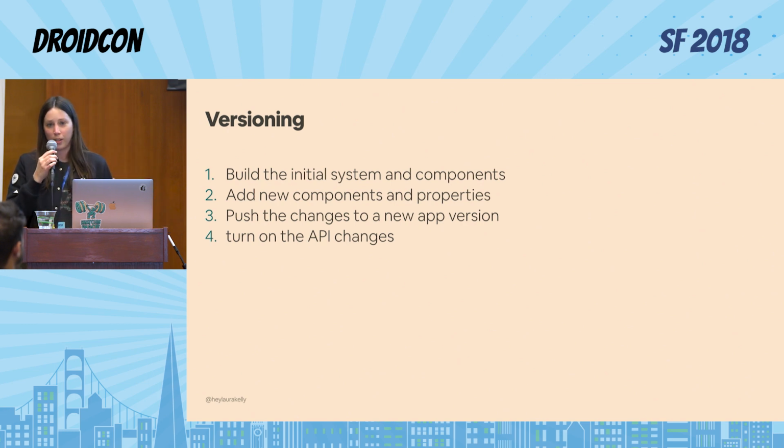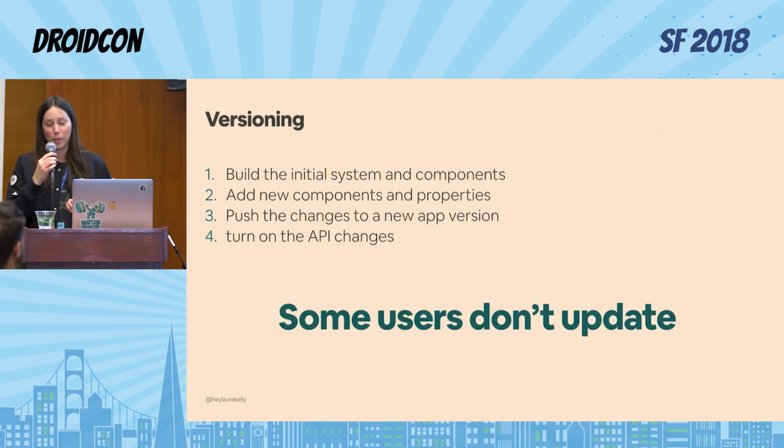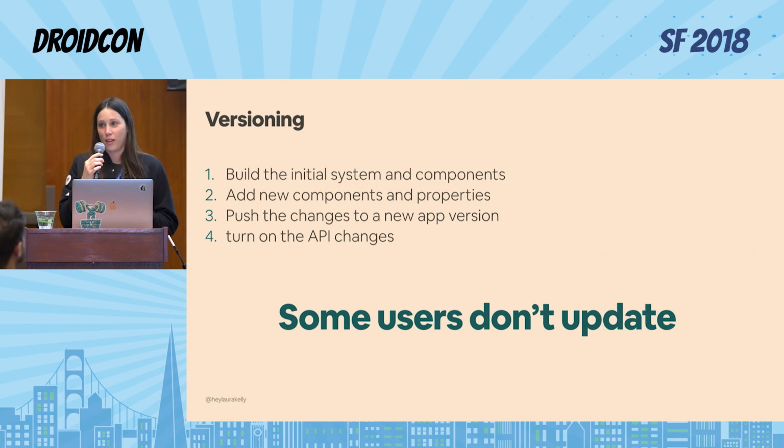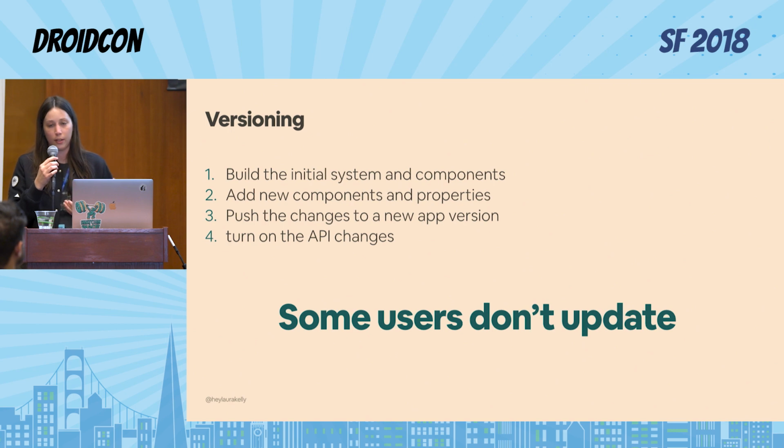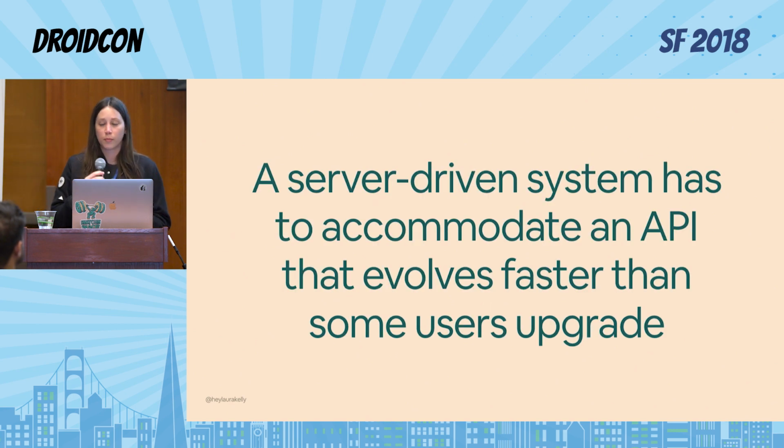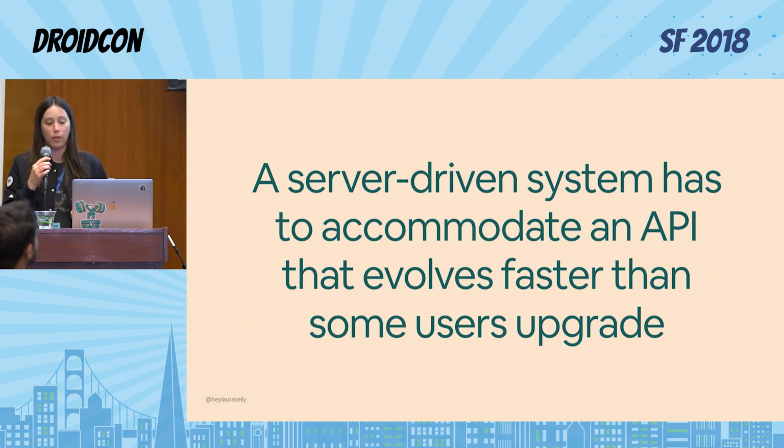Well, there's a problem here, and that's some users don't update. So because all of this is controlled by the server side, you have to make sure that you're not sending new things up to old clients that don't understand this new change that you have in the API. Essentially, a server-driven system has to accommodate an API that evolves faster than some users upgrade.